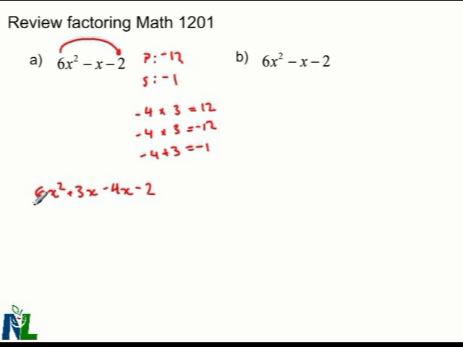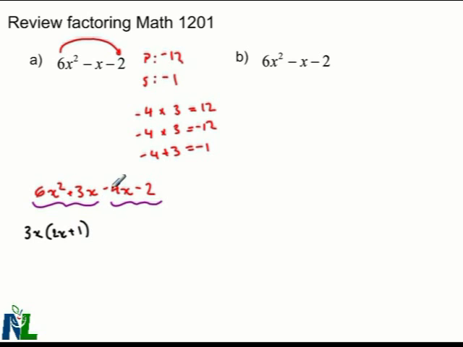I then want to take the first two terms and treat them as a pair, and the second two terms and treat those as a pair as well. Looking at the first two terms, I see that I've got a common factor of 3 and x that I could factor out of both. So if I factor 3x out, I have 2x remaining in that bracket, plus 1.